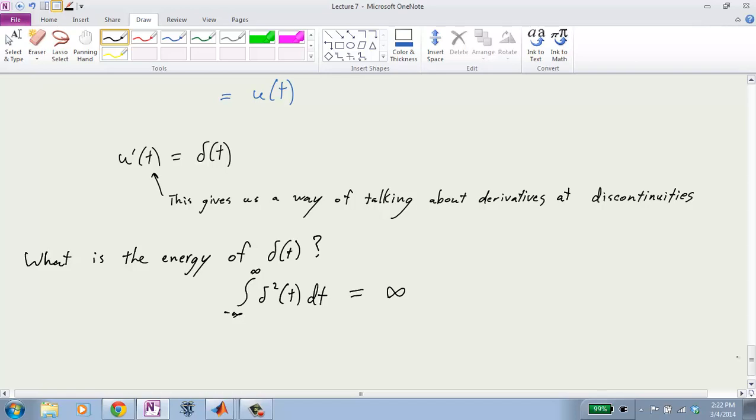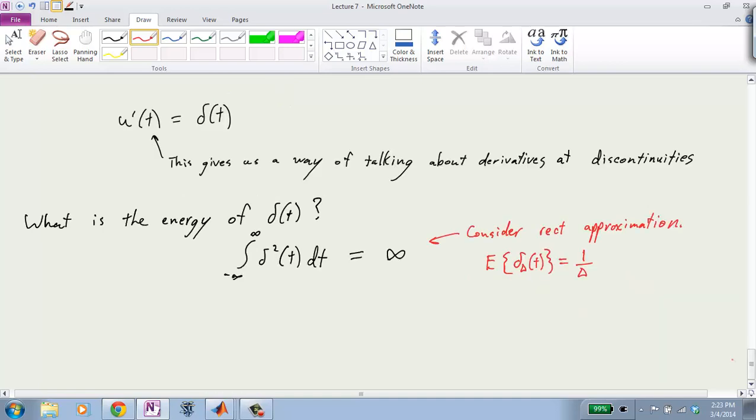But there will be other reasons to believe that the energy of a delta function is infinity. One way you might want to believe it is to consider the rectangle approximation. If you look back at those short rects that we made, and you look at the energy of these things, they get larger and larger because they're getting taller and you square the height. The energy of what we called cap delta of t, if you go look back at the formula, you'll find that this is exactly equal to 1 over cap delta, which goes to infinity as cap delta goes to 0. So that's one way to think about why the delta function has infinite energy.